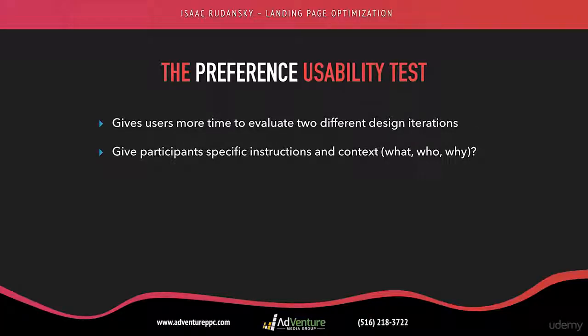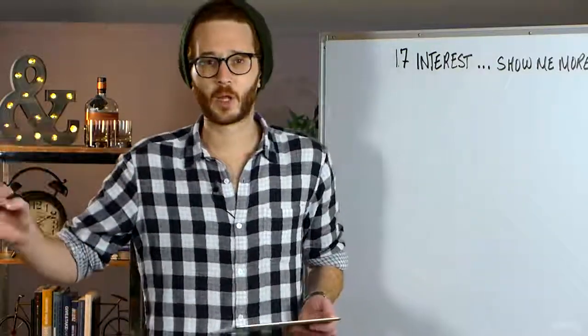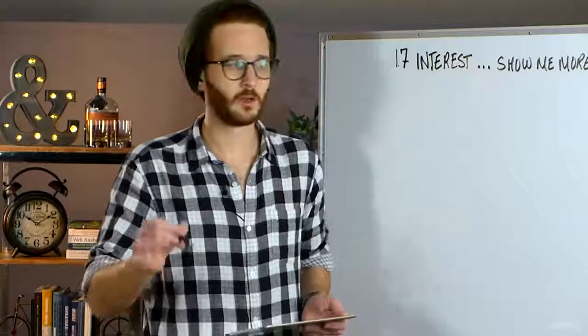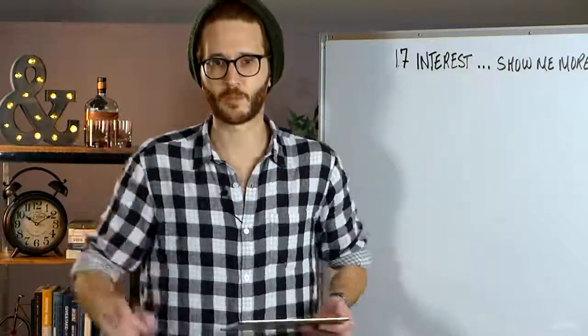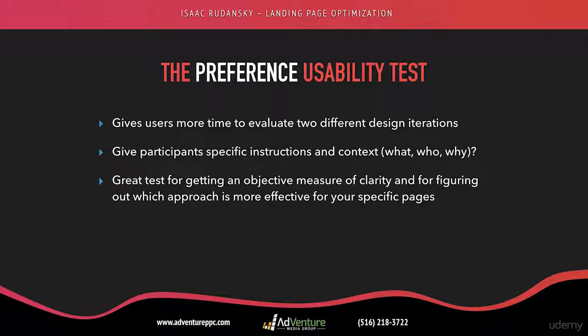Also, what's important is the what, who, and why. So give them a scenario. You're coming to the site and you're trying to find the right light bulb for the lights in your garage. And you need to find information about the color temperature or the wattage, whatever it might be. So when you're running a preference test, you want to design it where the user can step in the shoes of the type of visitor that you're looking to test. It's a very good test for getting an objective measure of clarity, and for figuring out which is the best design for your website.